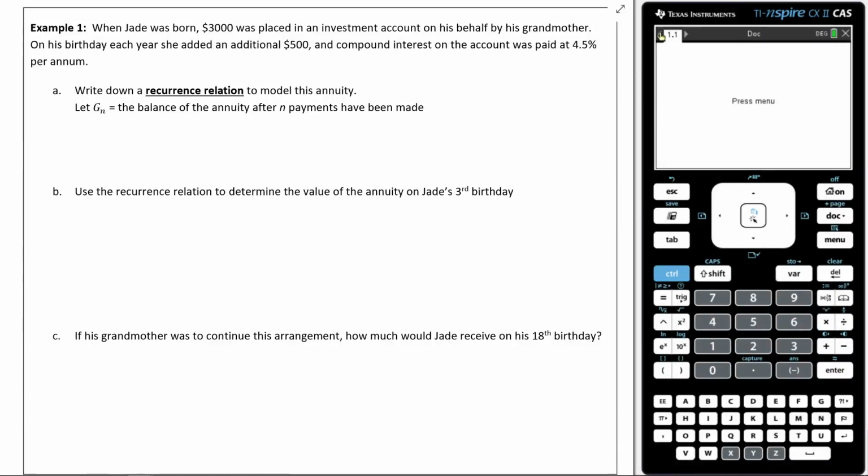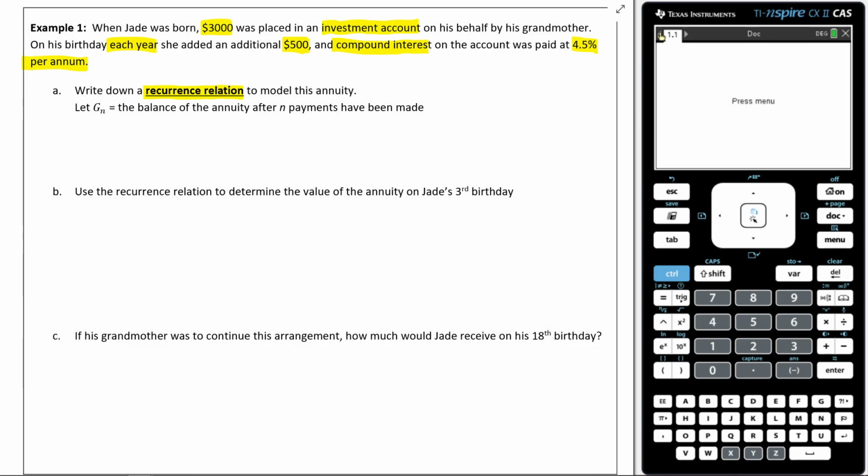All right, let's now go through an example here. It says, when Jade was born, $3,000 was placed in an investment account on his behalf by his grandmother. Isn't that sweet? On his birthday, each year, she added an additional $500, and compound interest on the account was paid at 4.5% per annum. Write a recursion relation to model this annuity.